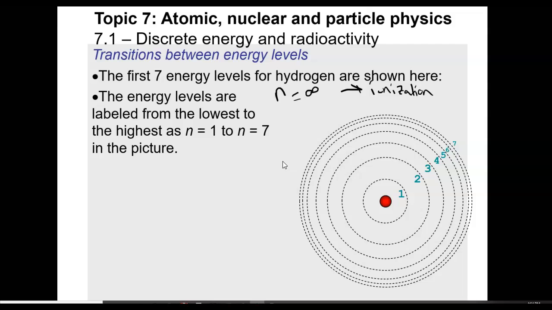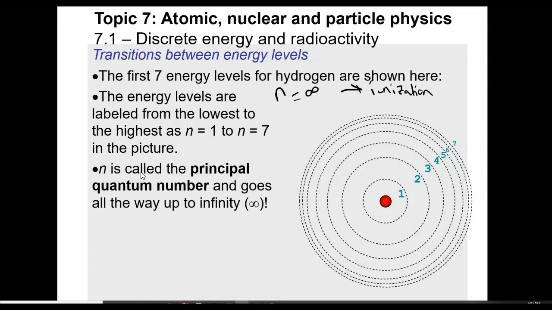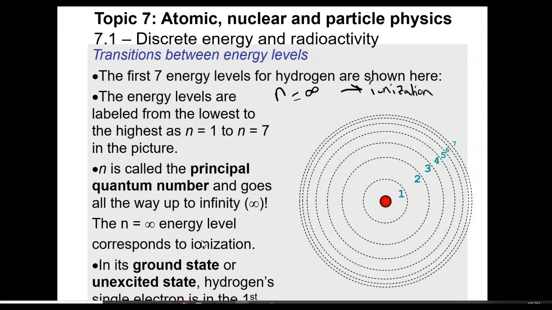Now I'm going to continue clicking through the slides so you can see. Okay, n is called the principal quantum number. You don't need to know what it's called. You do need to know that n equals infinity corresponds to ionization, and that n equals 1 corresponds to the ground state. And everything above the ground state you say is excited.